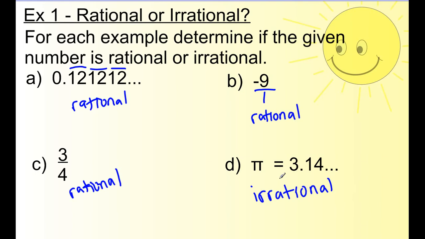So that's how we tell. If you can write the number as a fraction, like letter B, it's rational. If the number is already a fraction, like letter C, it's rational. If the number is a repeating decimal, which means it has a repeating pattern, or it's a decimal that stops, like 3.5, that would be a rational number.